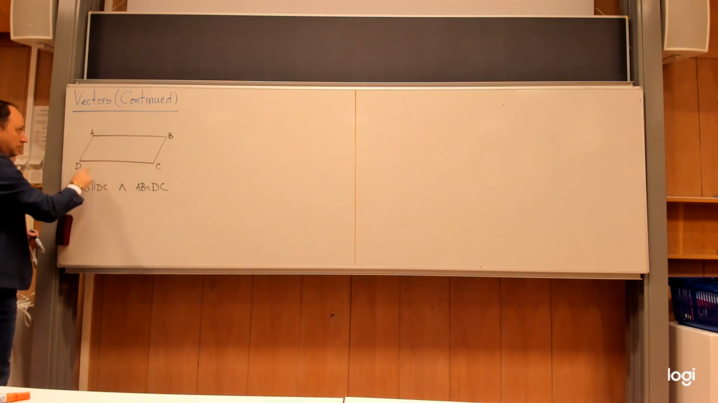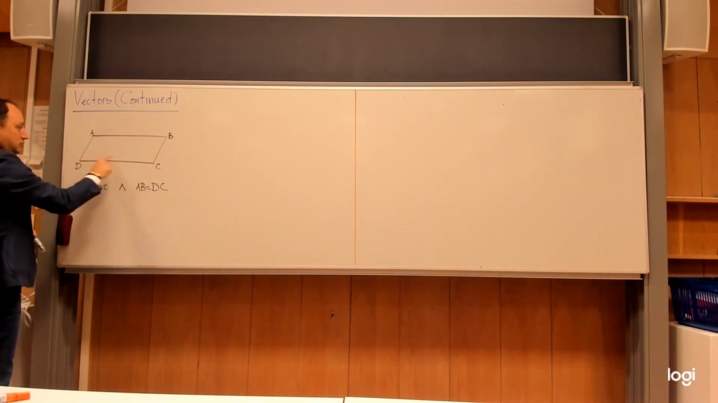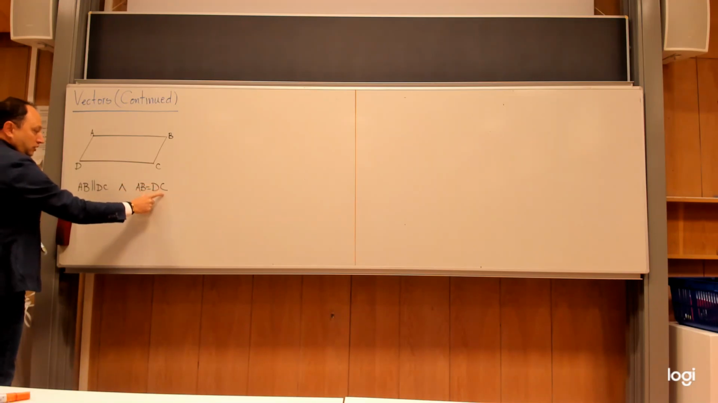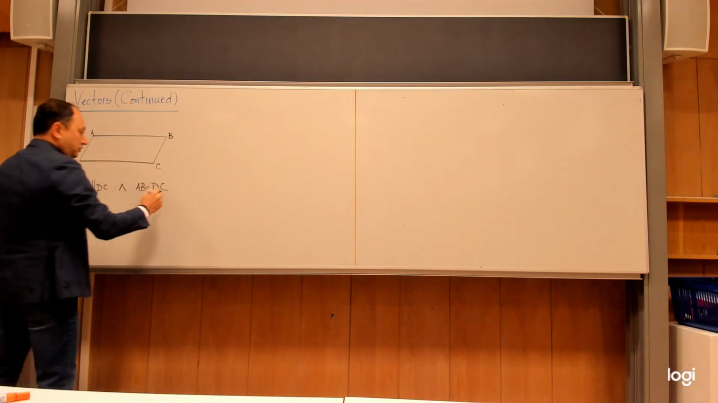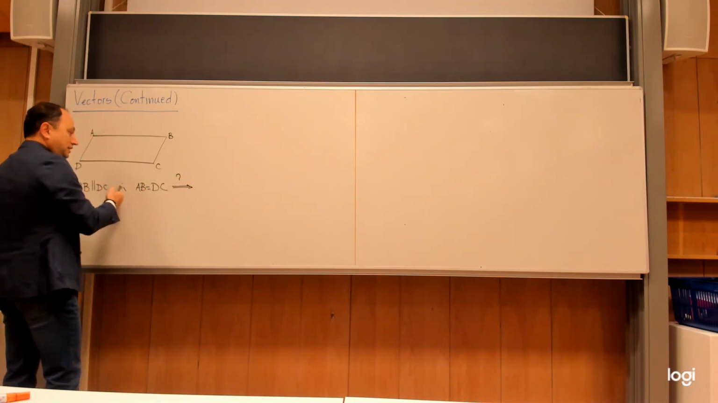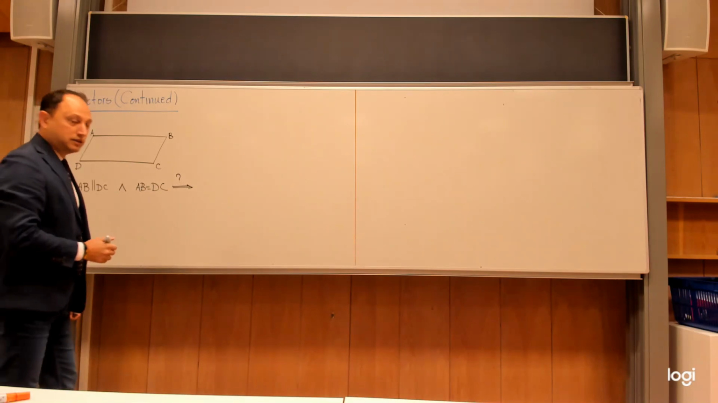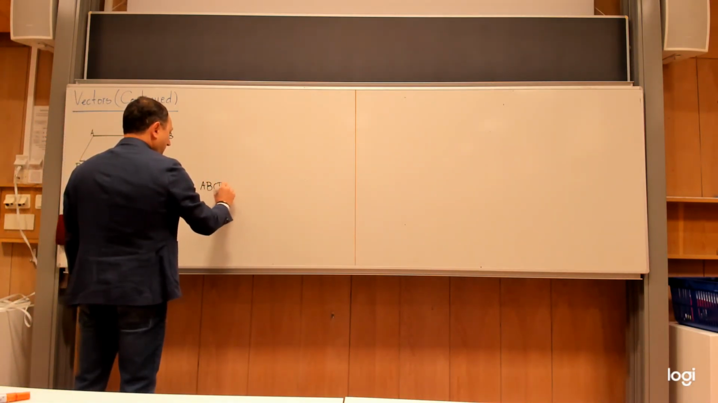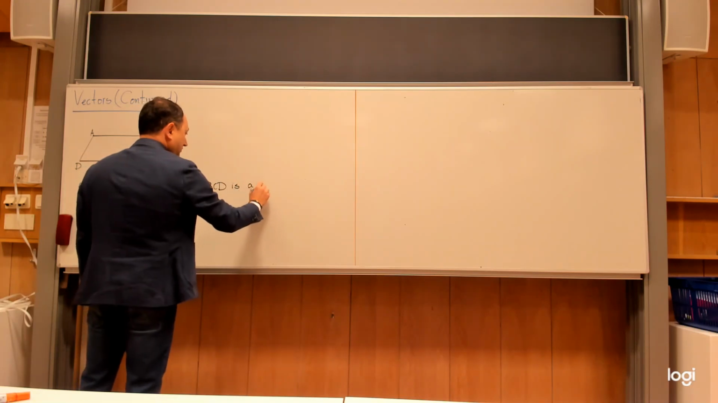If AB as a vector is equal to DC as a vector, it means that they are parallel and they are equal in size. Then I told you that therefore this is a parallelogram. So now, do you think that we really can conclude that ABCD is a parallelogram?